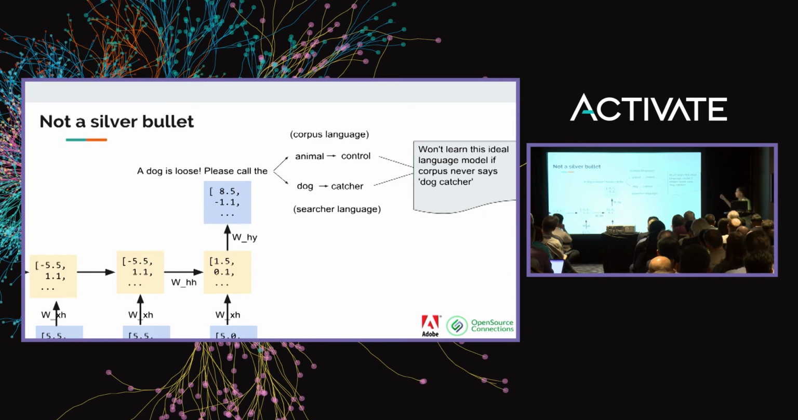Now, of course, this is still not a silver bullet if we're only training our language model on our corpus. If animal control and dog catcher don't both happen in our corpus, or if in legalese we have animal control in the index and our users query dog catcher, that's not going to be caught.